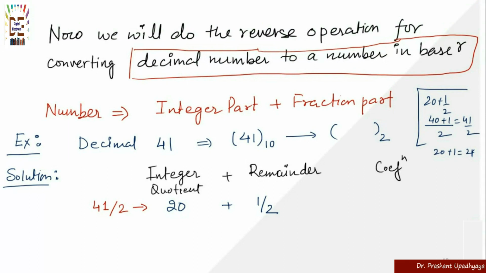Got my point? So what we can say is that whatever we are getting here, this will be a coefficient. So what coefficient am I getting here? 1. Now take the other part. What is the other part we have got? We have got 20. Now how will I write 20? 20 divided by 2. What will be my answer? 10 plus 0 by 2.